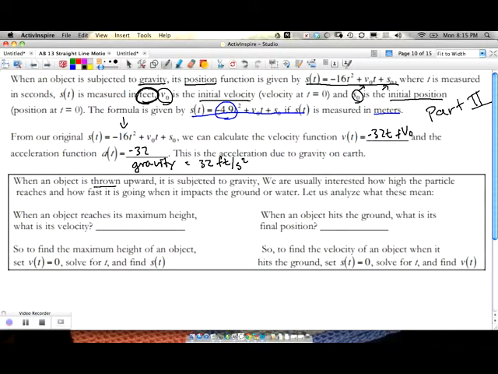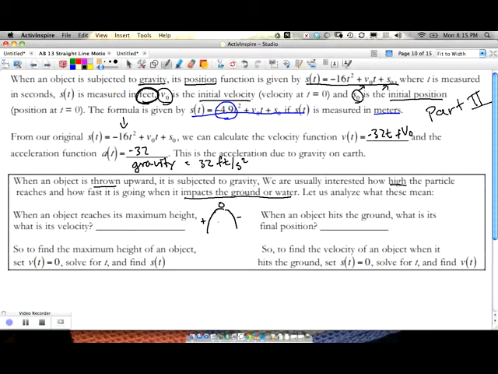Let's know some more. When an object is thrown upward or downward, either way, it's subjected to gravity. We're usually interested in how high a particle reaches and how fast it's going when it impacts the ground or water or whatever it's doing. When an object is going up, velocity is positive, positive, positive, and then when it comes down, it's going negative, negative, negative. So we have positive velocity going up, negative velocity coming down.